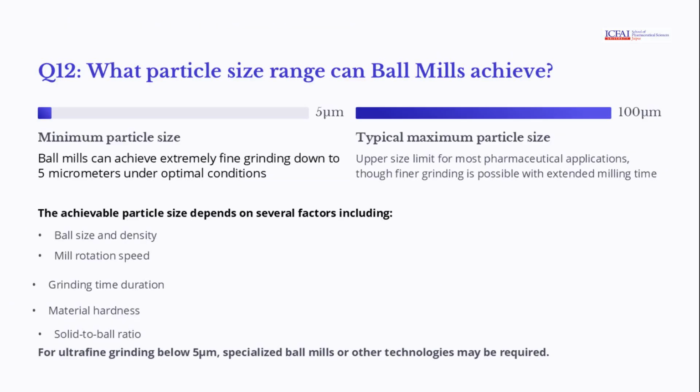Ball mills can achieve extremely fine grinding down to 5 micrometers under optimal conditions. The achievable particle size depends on factors like mill rotation speed, grinding time, and material hardness.